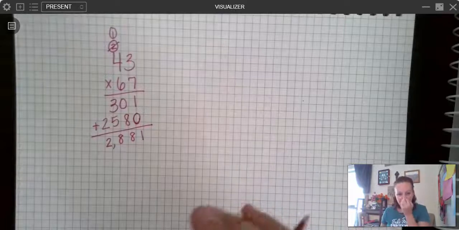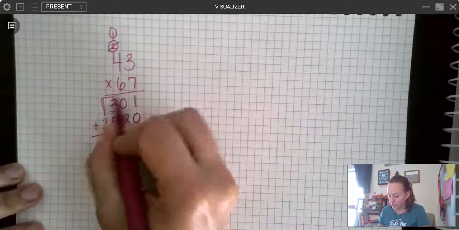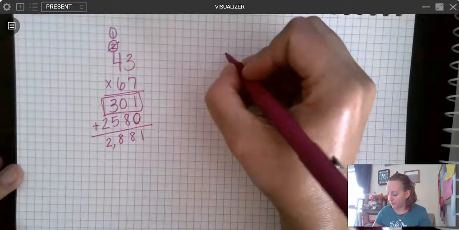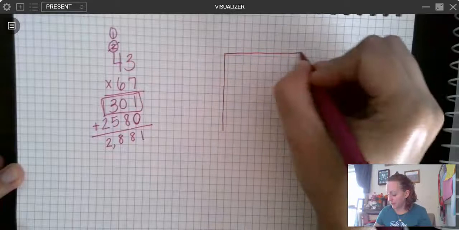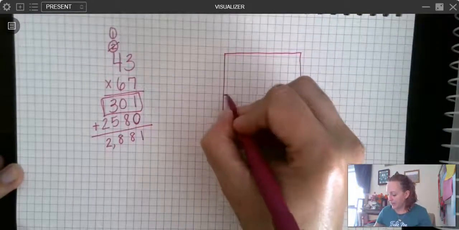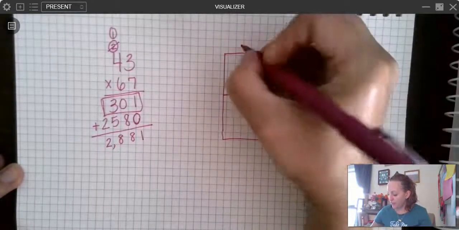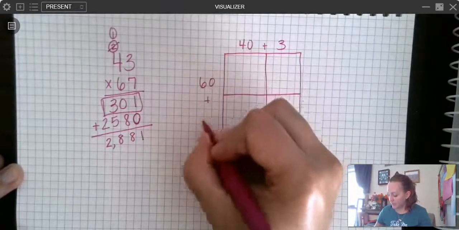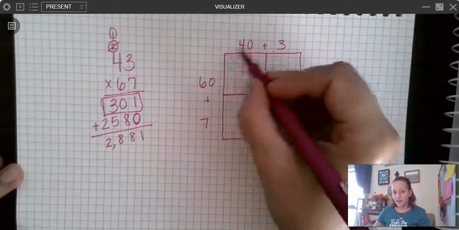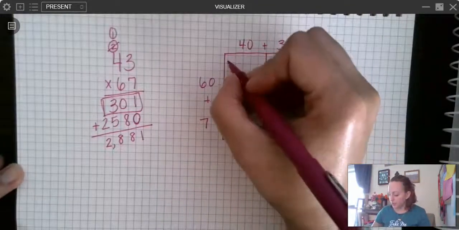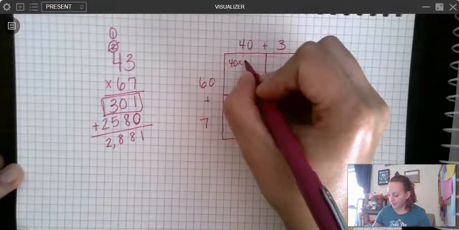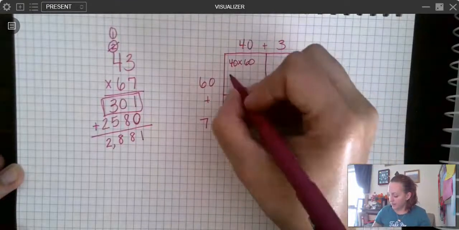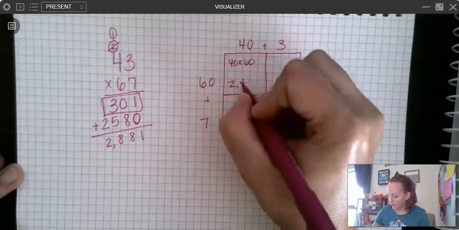Okay, let's say that there's a problem and they have to fill in, like there's a box right here and they have to fill that in. All right, let's look at our area model. Remember, I told you the area model is my personal favorite. All right, and I have 43 and 67. Okay, right here, I would do 40 times 60. Okay, and that would equal 2,400.